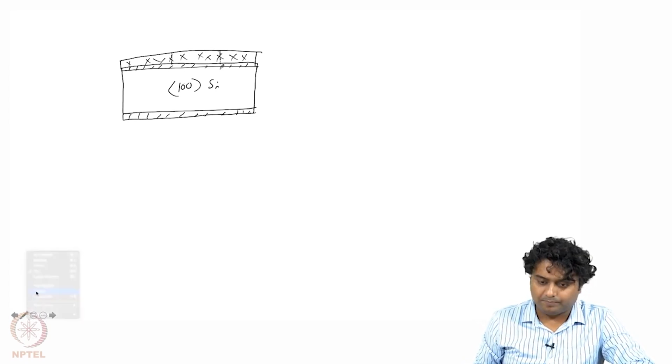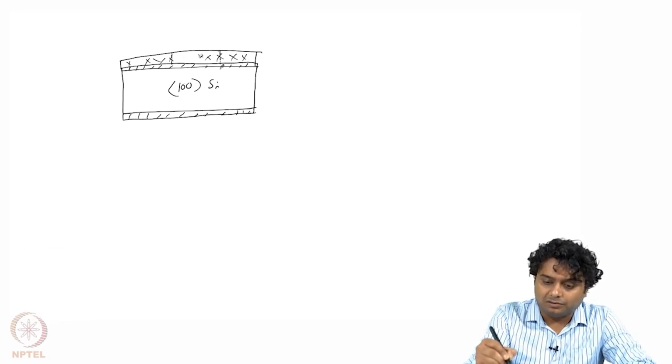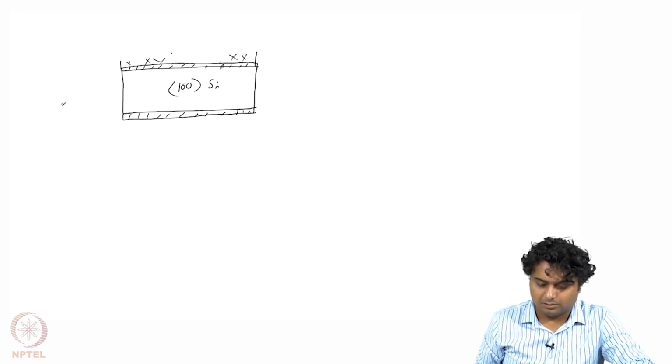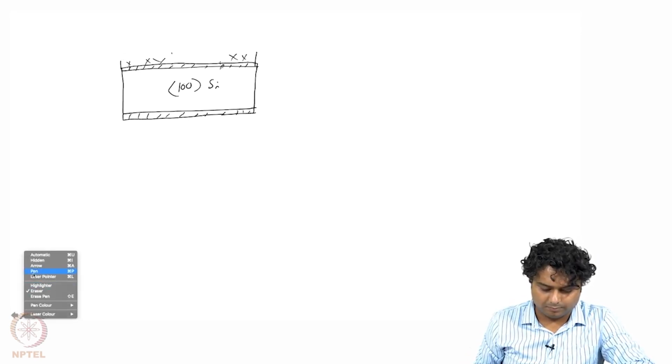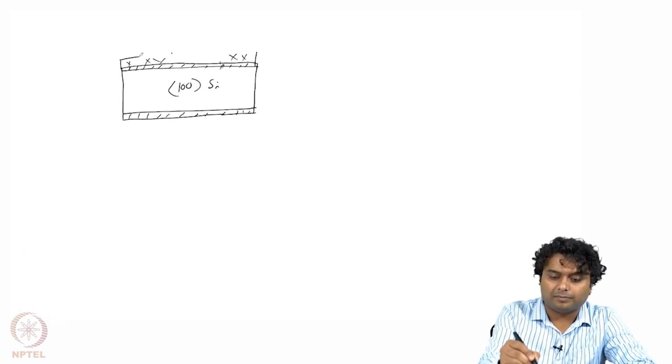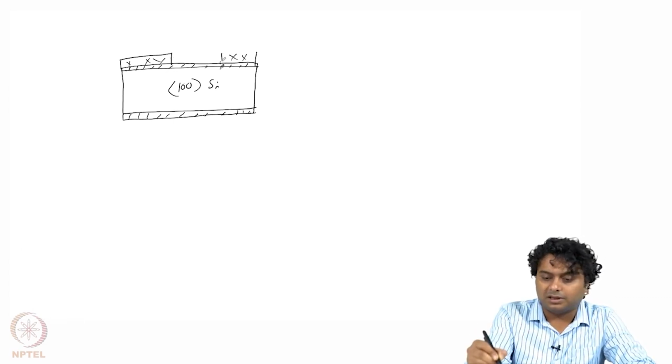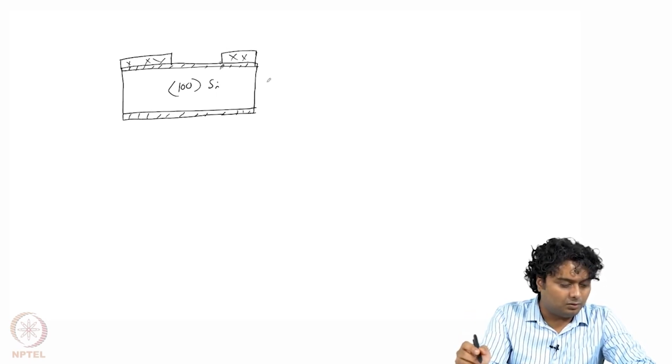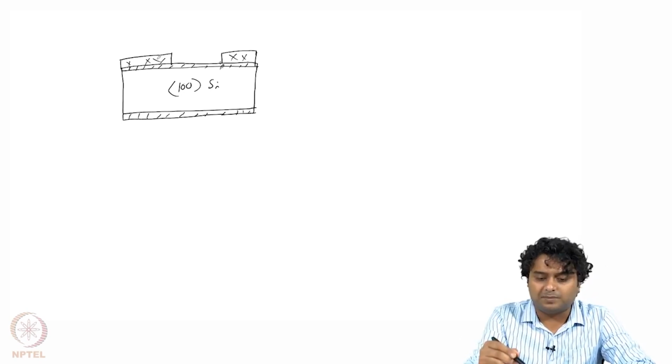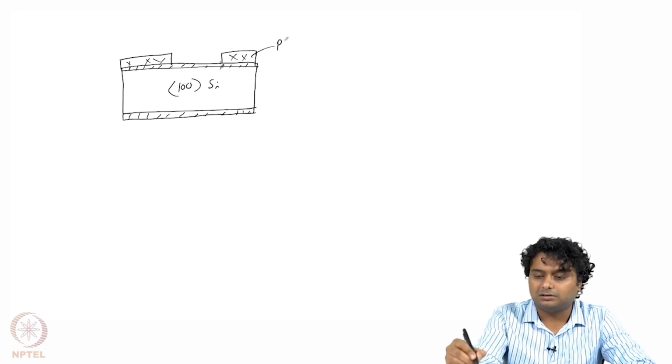So then we can remove this region of photoresist, so we get something like this. Okay. Now, this is PR or photoresist, and this is SiO2, silicon oxide, and this is silicon.